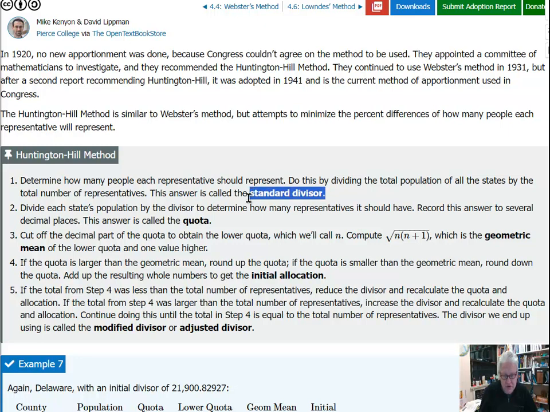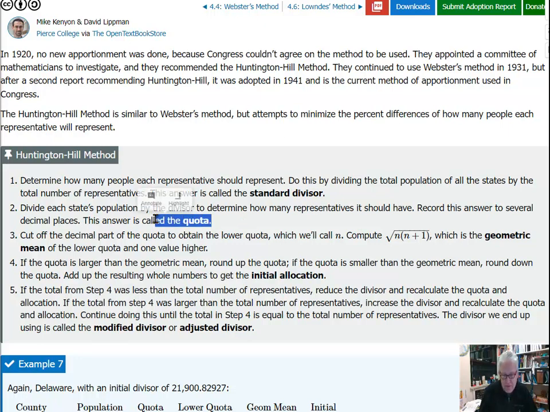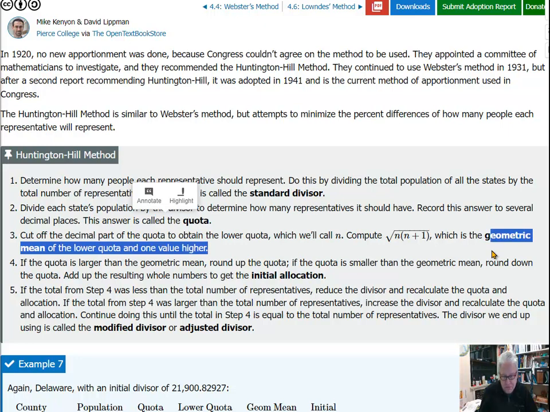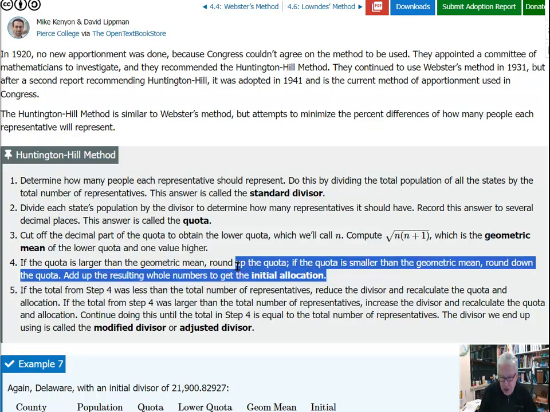So I will show the standard divisor, which I will call quite often the modified and adjusted divisor. Just before it becomes modified or adjusted, it will be standard. Then the standard quota, then the geometric mean, which as you see is the square root of n times n plus 1, n being perhaps the number of seats in the House of Representatives, so it's an integer number, times another integer number, 1 up. Take the square root, I will also show that. And then the initial allocation of the seats, and I will just call these seats.